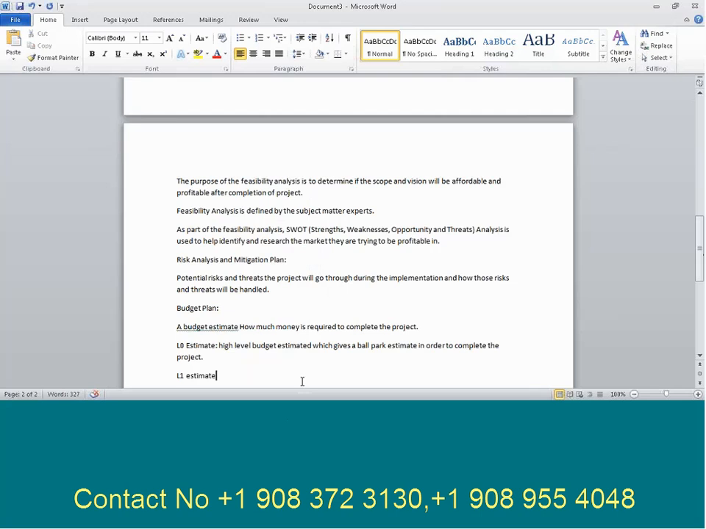You say breakup, you mean like breakdown? Breakdown, okay. Yes. Breakdown of the price. So L0 is a high level estimate. L1 is a low level budget estimate.